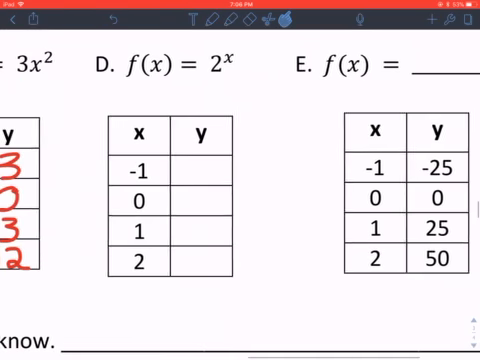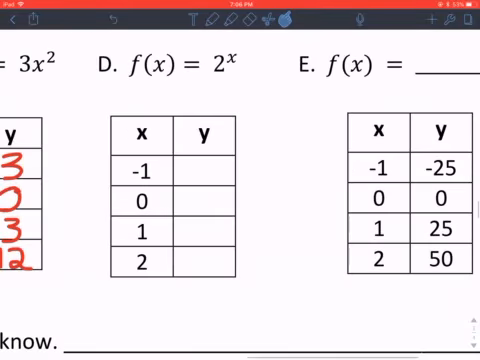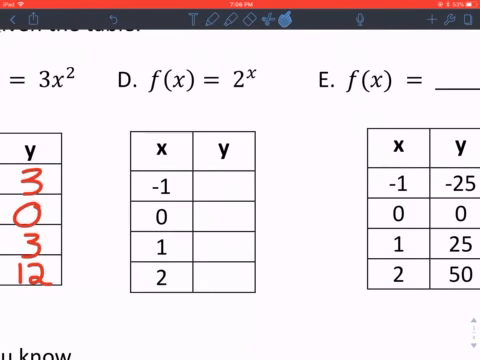And our last table, or actually second to last, sorry. For our second to last table, we are given f of x equals 2 to the x power. So we're going to substitute -1 in for x. So 2 to the negative first power is 1/2. When we plug in 0 for x, anything to the 0 power is 1. When I substitute 1 in, 2 to the first power is 2. And last, 2 squared is 4.